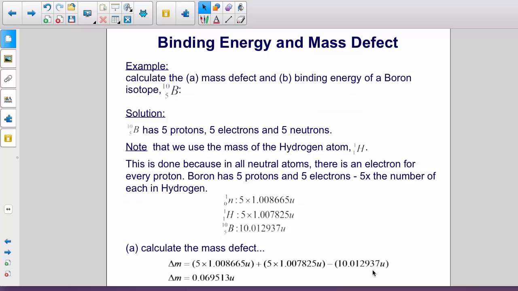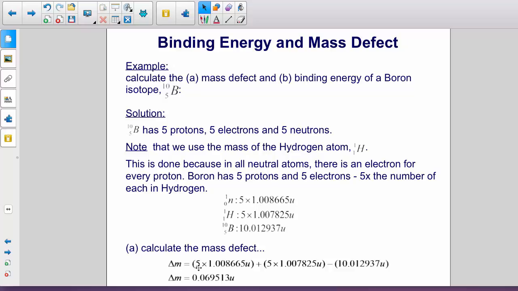Let's do an example of calculating mass defect and binding energy. We're going to do this for the boron isotope boron 10. Boron 10 has 5 protons, 5 neutrons, and it has 5 electrons. We're going to combine the protons and electrons together as we do our mass calculations, so we'll just use 5 hydrogen masses for this. We'll also use 5 neutron masses. You can see these two listed here. In addition, we're going to need the boron 10 mass, and we can find that on a table of isotopes, which I'm sure you can find on the internet.